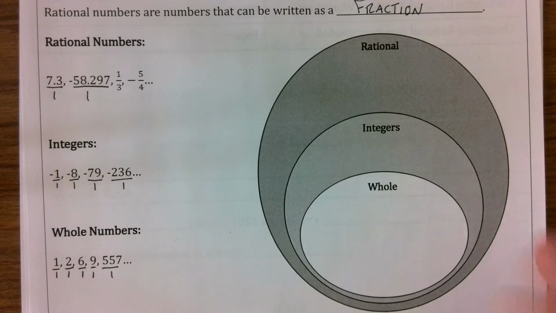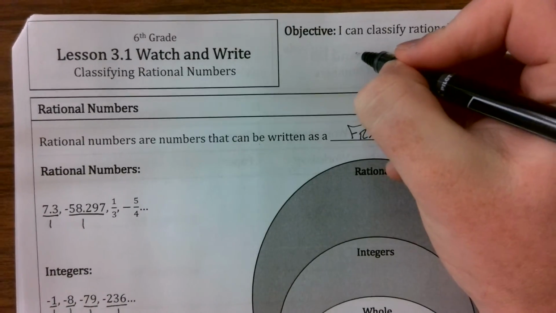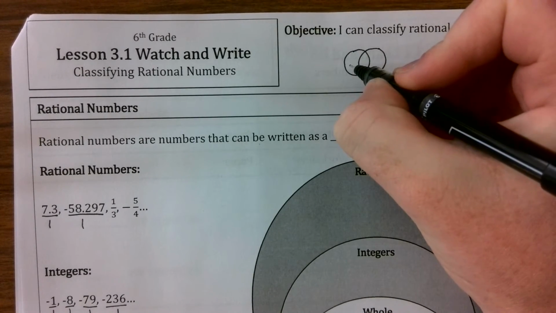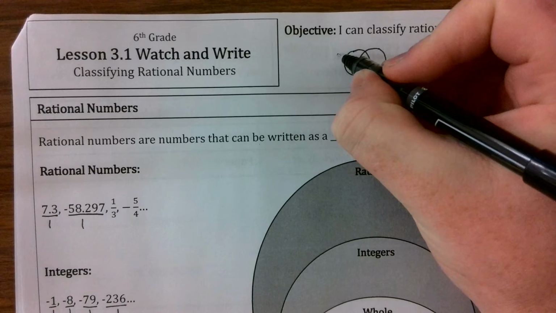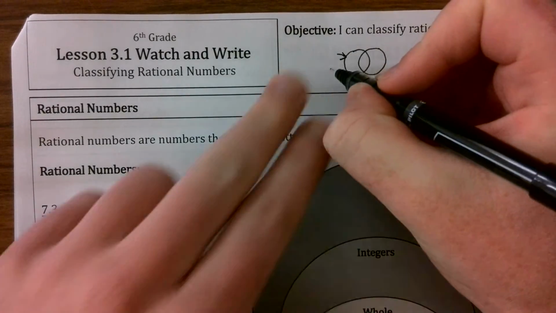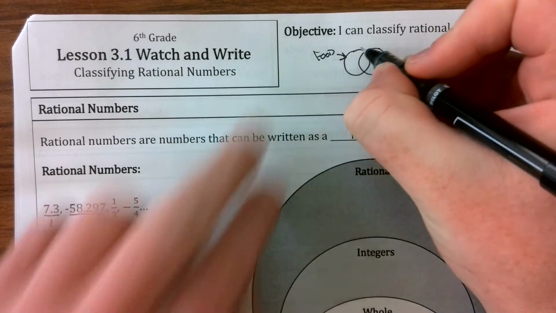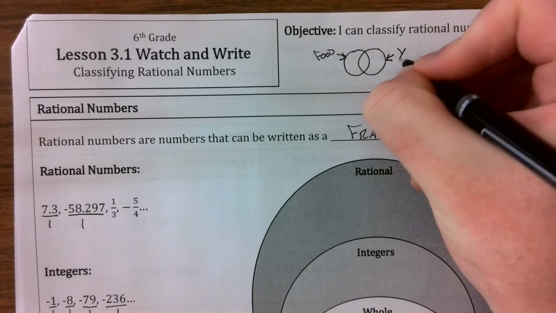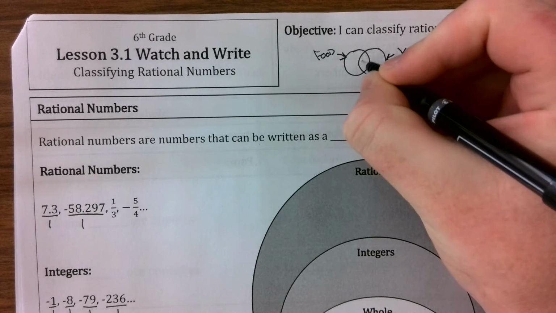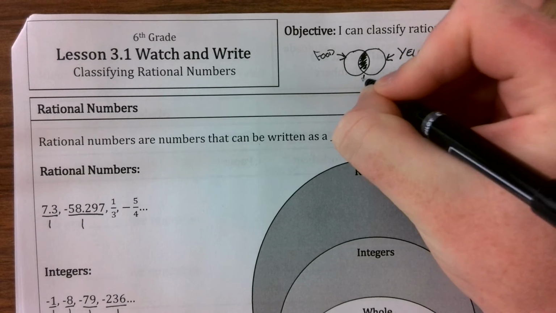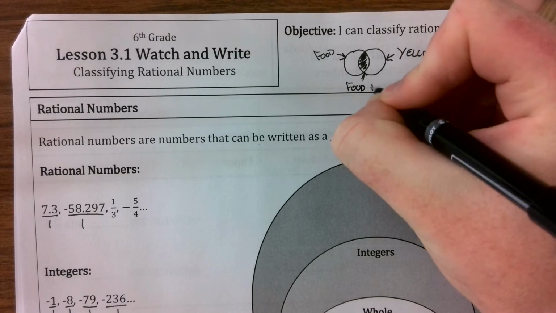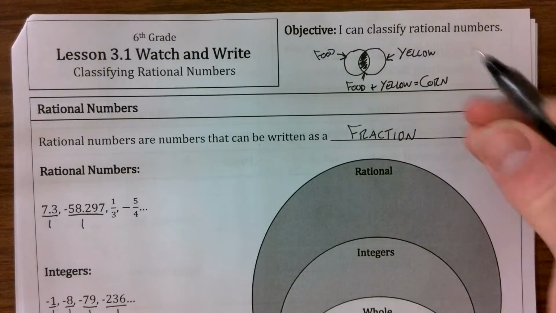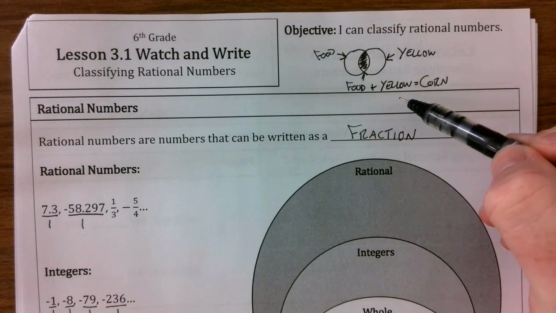Think about it like a Venn diagram. You've seen Venn diagrams before. It's where there's a circle and there's another circle. And let's say this circle represents food, and this circle represents things that are yellow. The thing in the middle here, this is both food and yellow. For example, corn. We could put corn in there because it's both food and it is yellow.